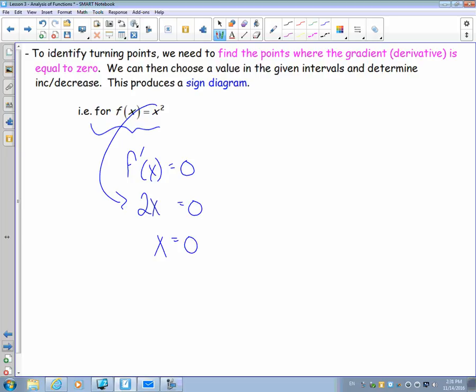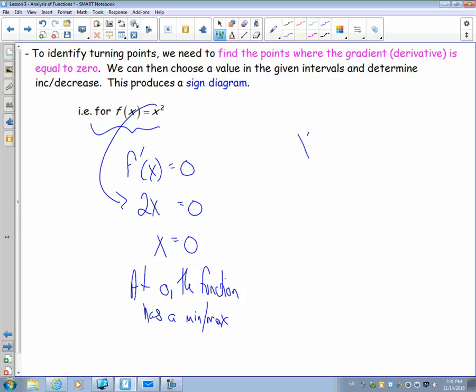So x is 0. So I know at 0, the function has a min or a max. I don't know which one it is yet, but I know it's got one of the two because it's not changing, it's not increasing or decreasing at the point. It's where it equals 0. To figure out which one it is, I make a little sign diagram.